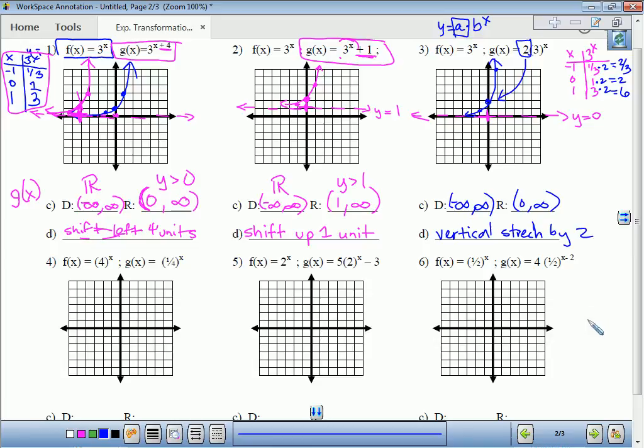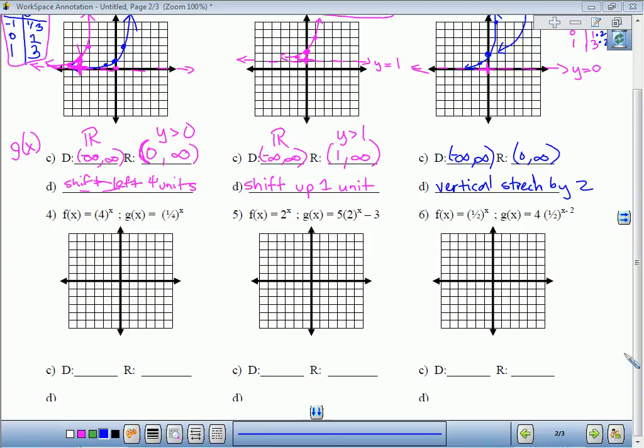Say just stretch, or do we have to say vertical? We should say vertical because there's actually 2 different kinds of stretches, even though we're only doing vertical right now. There's a horizontal stretch, but we're not going to mess with those with exponentials. Exponentials are hard enough to see what the changes are anyway, so we're not delving into that.